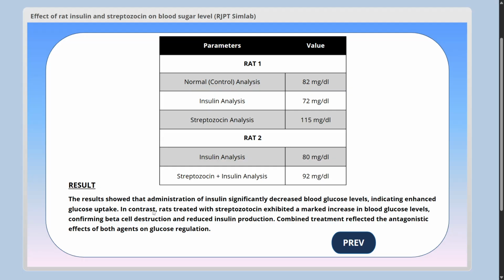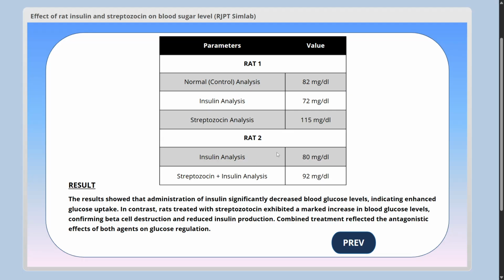So what we have observed is the opposite effect: the rats in which we administered the streptozocin drug have shown an increase in the blood glucose level, as you have seen, 115, which confirms that streptozocin destroys the pancreatic beta cells and reduces insulin production, and the blood glucose level is increased. So combined treatment reflected the antagonistic effect of both agents on glucose regulation.